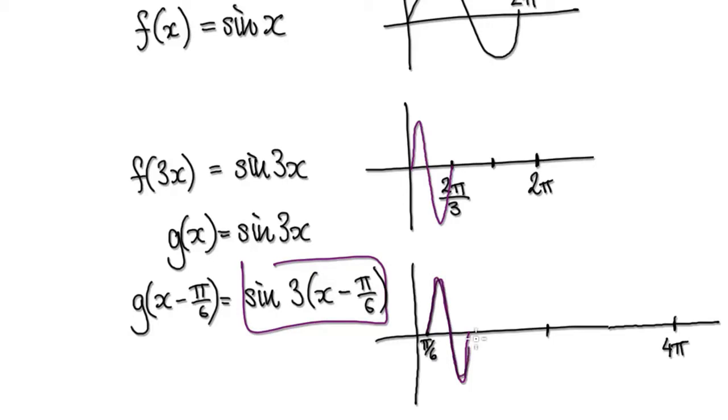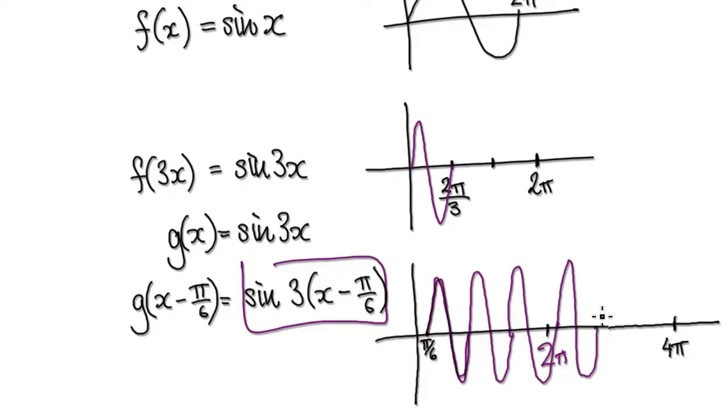You're going to have one cycle here. Remember, this is 2 pi. You're going to have another cycle here, and then another cycle here. And because we want all the solutions from 0 to 4 pi, you're going to repeat the process: one cycle here, another cycle, and then another cycle. So our graph looks like this.